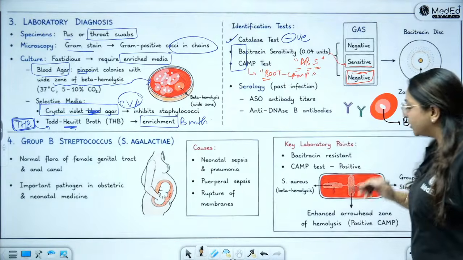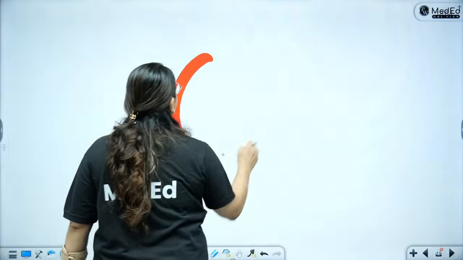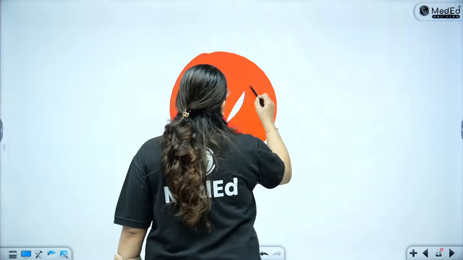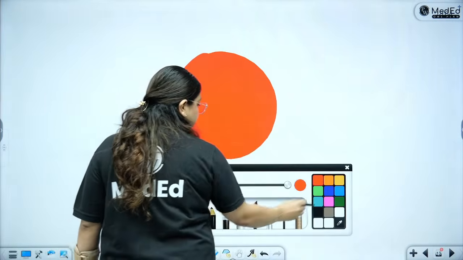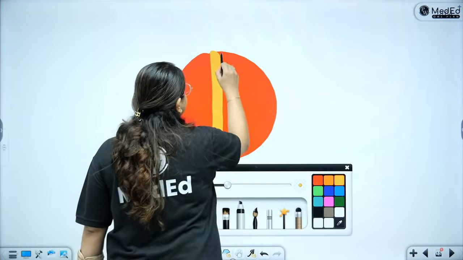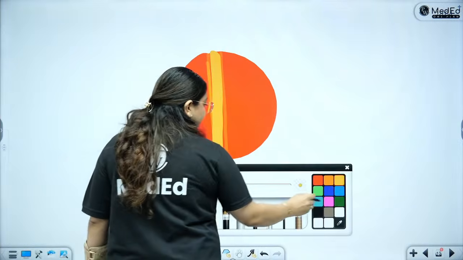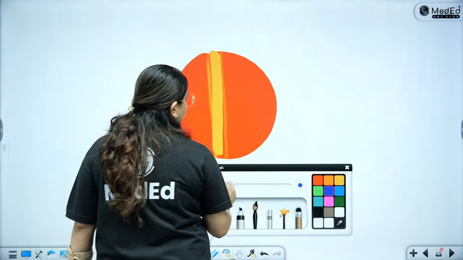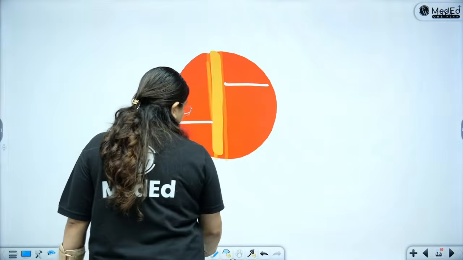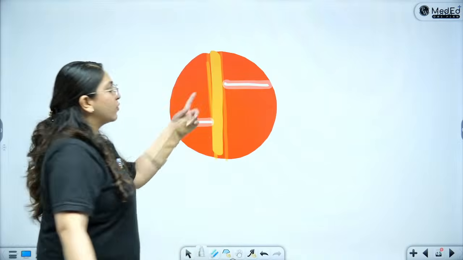Then you will simply draw the CAMP test also. Very easy to draw. I always tell my students, whenever you want to draw CAMP test, draw a nice big blood agar plate. In the center, you will put a streak of Staph aureus. Staph aureus has its own nice zone of beta hemolysis. Then perpendicular to it, you put a streak of your group A Streptococcus and a group B Streptococcus. Both of these will also have their nice zones of beta hemolysis. This is how you draw a CAMP test.